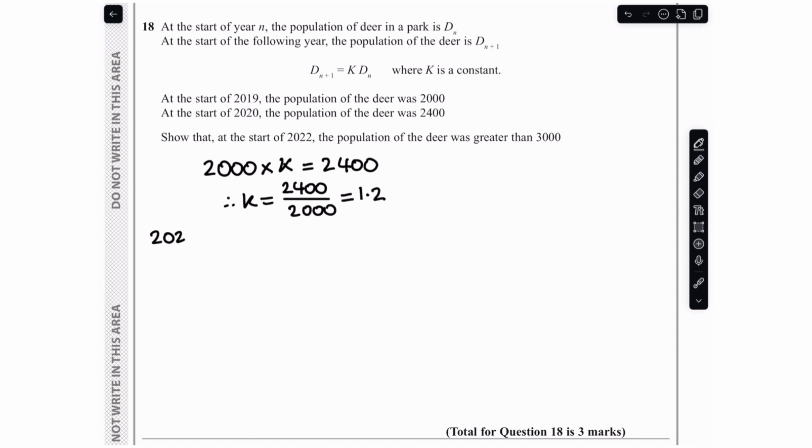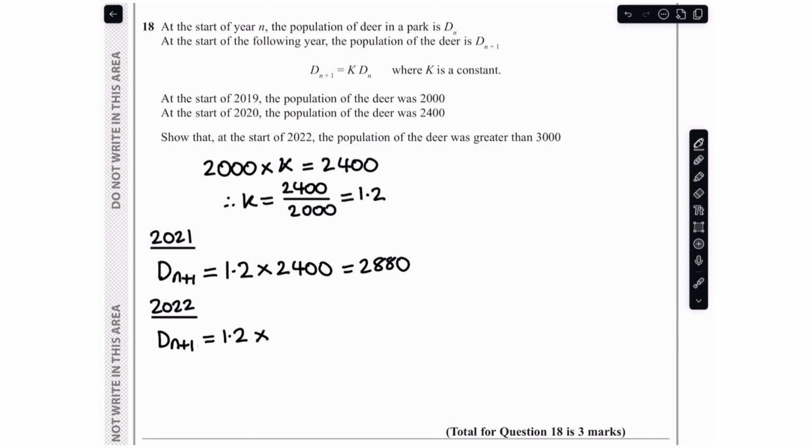So in the year 2021, d(n+1) equals 1.2, which is your value of k, multiplied by the population of the deer in the previous year, which is 2,400, and that equals 2,880. And in 2022, the population of the deer, d(n+1), equals 1.2 multiplied by 2,880, which is the population of the deer in 2021, and that equals 3,456, which is greater than 3,000.